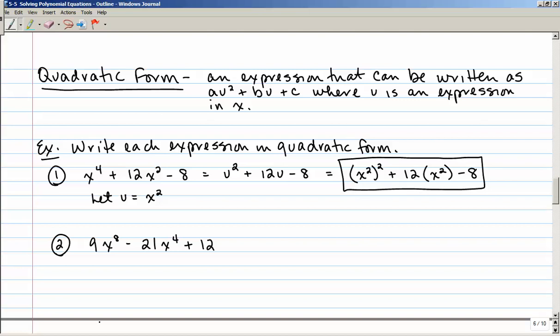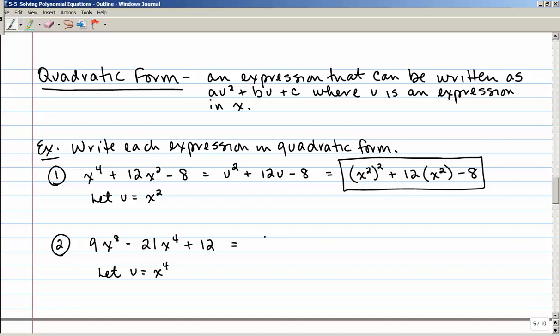Next problem, we have 9x to the 8th minus 21x to the 4th plus 12. One of the key things if you can write it in quadratic form is that this exponent is twice as much as this one. Notice that in regular quadratic form we would have an ax squared and a bx, where the x squared is kind of twice the x. So in this case, I'm going to let u equal x to the fourth.